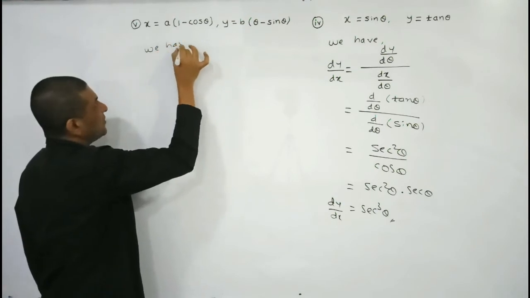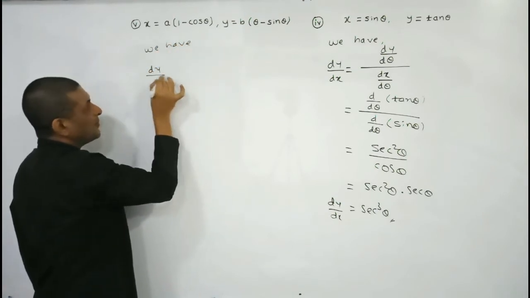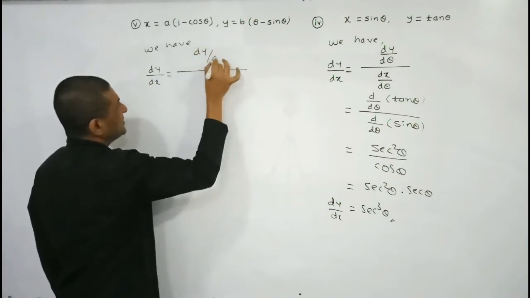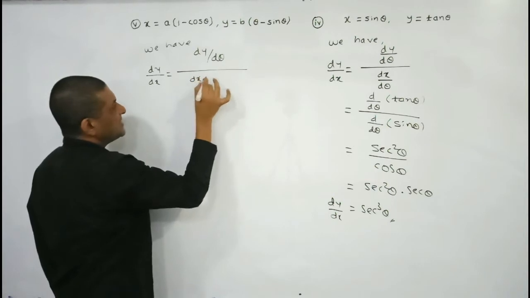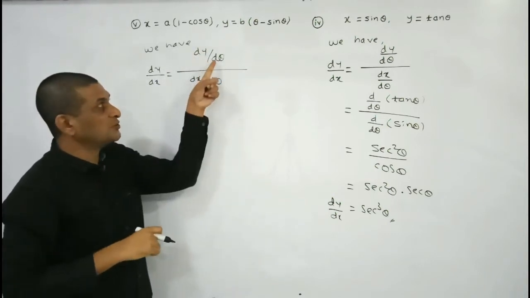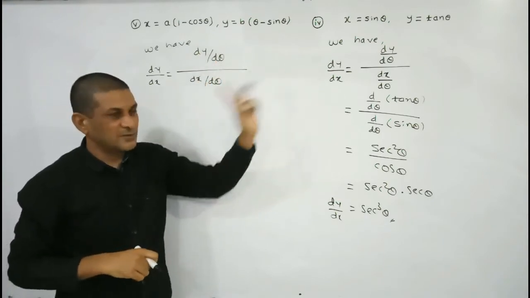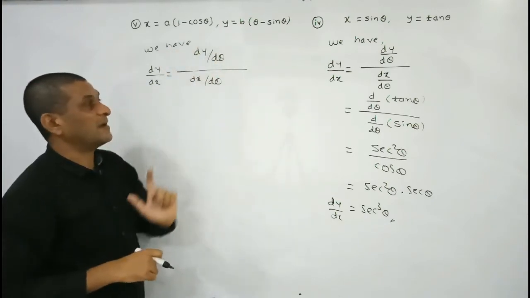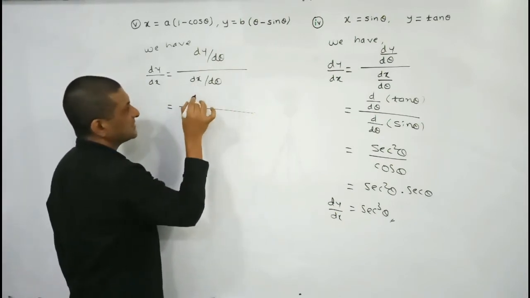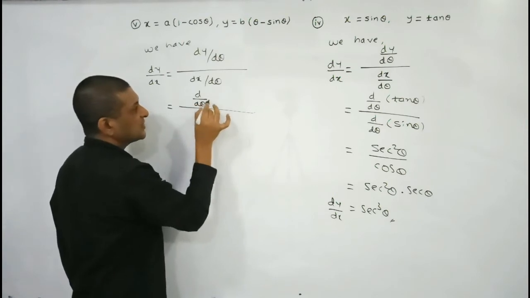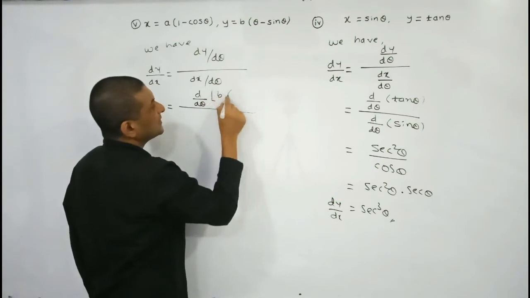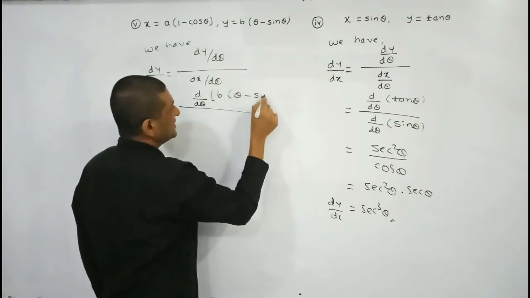So we have the formula that dy upon dx will be equal to, here also the parameter is theta. So dy upon d theta divided by dx upon d theta. We are dividing numerator and denominator by d theta according to this formula, and theta is nothing but the parameter. Now just simply substitute the value of y and x. So d by d theta, keep it as it is. What is the value of y here? The value of y is equal to b into theta minus sin theta.